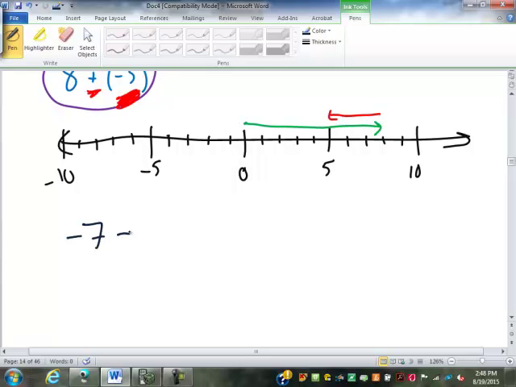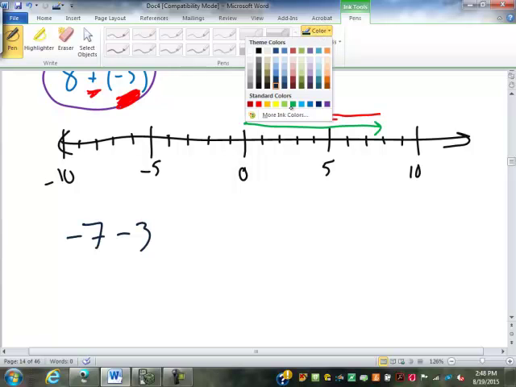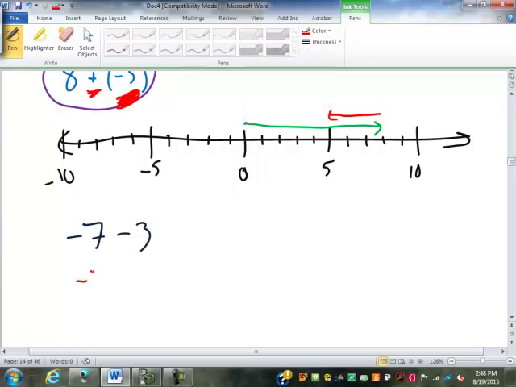So let's do negative 7 minus 3. What's that mean? Well, it means negative 7 plus a negative 3. Well, we know that's negative 7, negative 3, which is going to be negative 10.